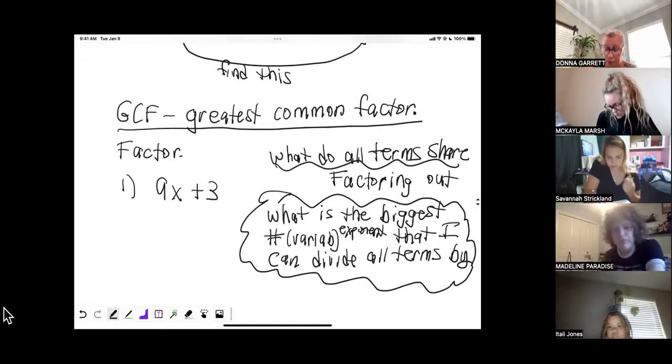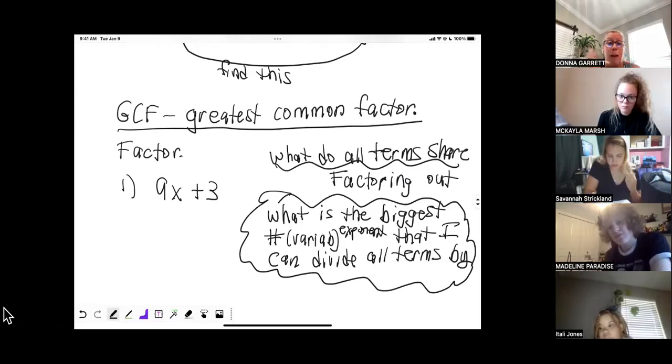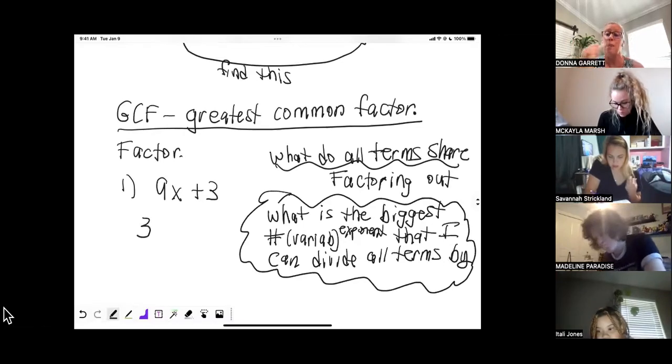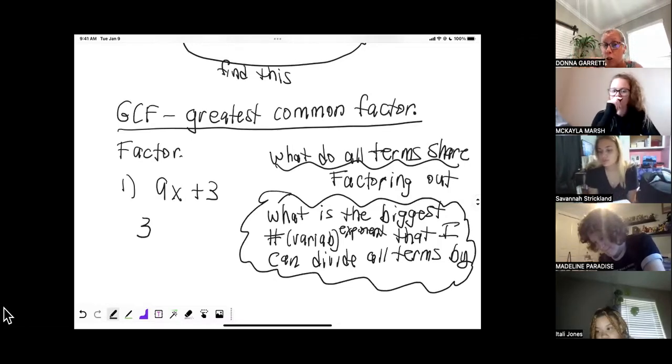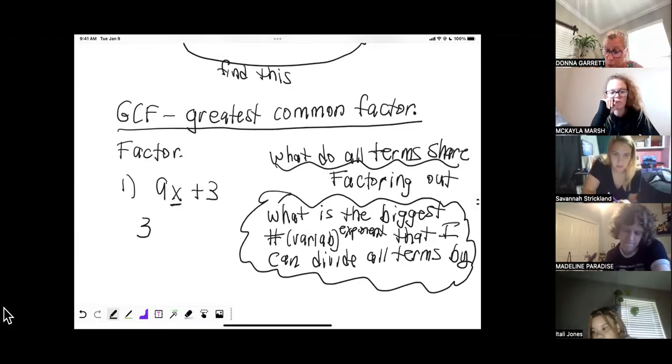So number one, the one I just wrote down, I see 9 and 3. I can divide both of them by 3, right? They're both factors. I know I could take a 3 out. But then look at the x. By the way, I like to think of them in pieces. I look at my numbers, my coefficients first, and then I look at my variables. Notice I only have one variable. There is no variable with the 3. I cannot take out an x. They don't share an x. X is only with the 9. The only thing I can, quote, factor out is 3.